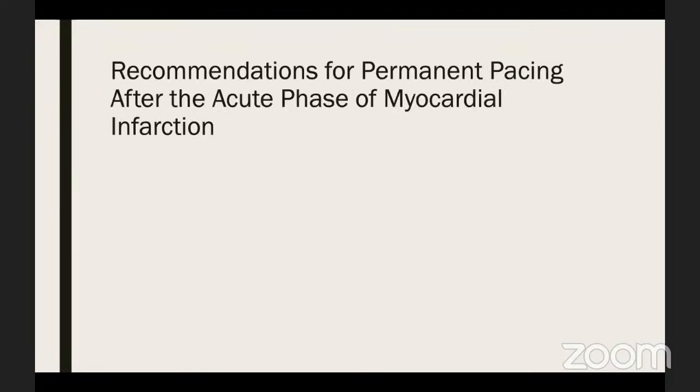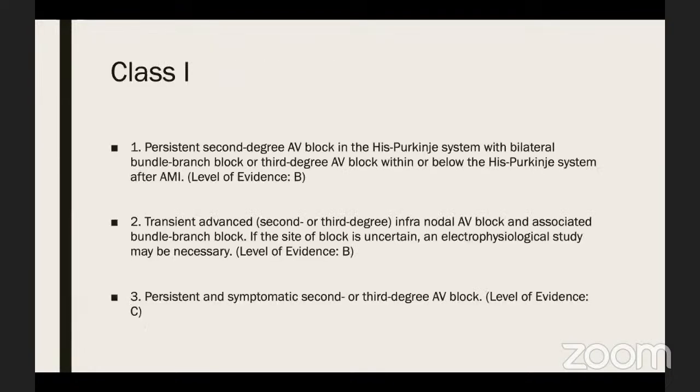And the recommendation for pacing after the acute phase of myocardial infarction. In class 1: persistent second degree AV block in the His-Purkinje system with bilateral bundle branch block, or third degree AV block within or below the His-Purkinje system after MI.